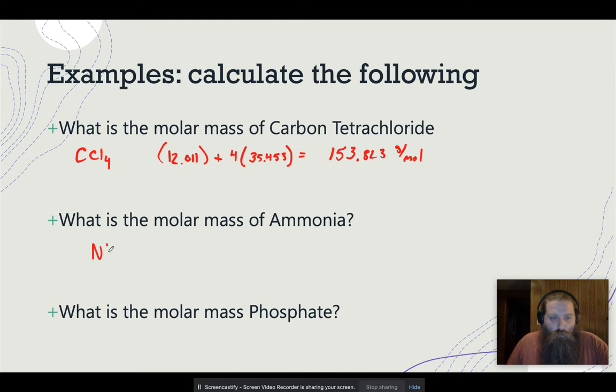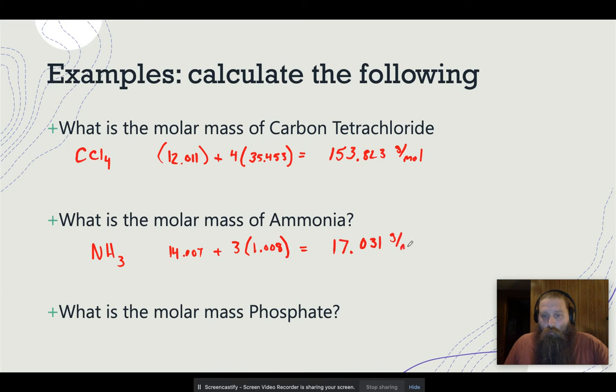All right, what about ammonia? We know ammonia is NH3. We've used it quite a bit. We know that nitrogen is 14.007 grams per mole. And I have 3 hydrogens at 1.008 each. So 14.007 plus 3 times 1.008 is going to give me a molar mass of 17.031 grams per mole. All right, keep that unit. That unit's important.